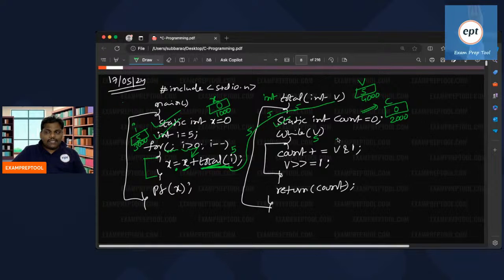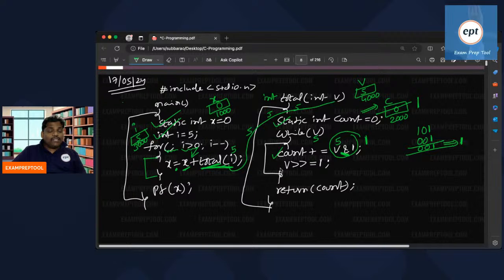Interesting answer. v value 5, so 5 into 1. Remember everyone, 5 into 1. As I said in the last class, it is the bitwise AND operator. 5 means 101, 1 means 001. Do the bitwise AND operation: the last bit gives 1, the other bits give 0. So finally the result is 1. So this goes to 1. Count is equal to count plus 1. Count was already 0, it became 1. So this line is over.